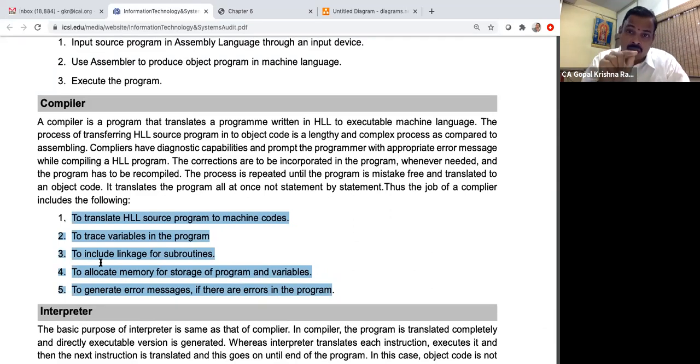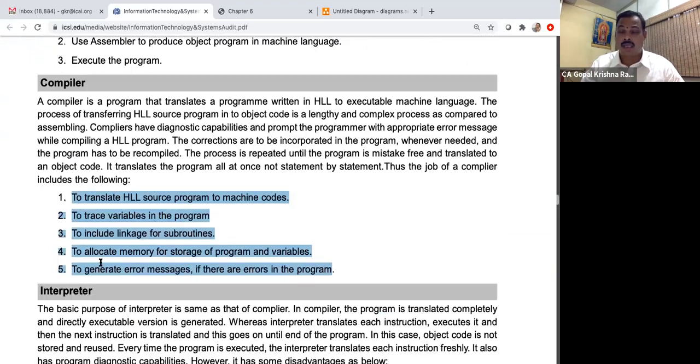Again, it has to convert to the object language, and then the compiler will show it on the screen. So all this will happen within a fraction of a second. So that is the beauty of the compiler. Okay, so that's assembler and compiler.